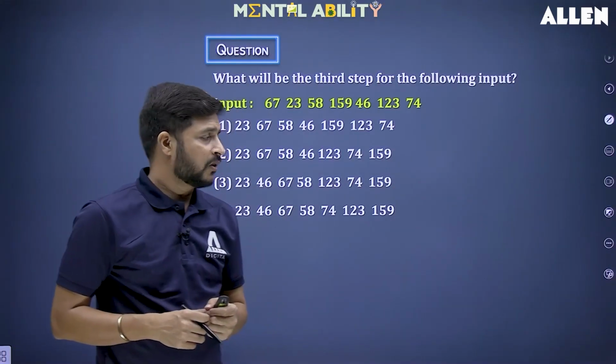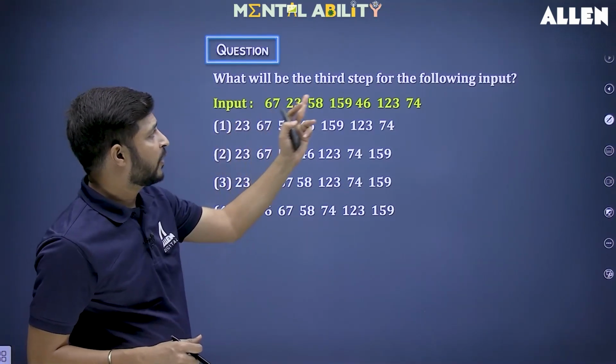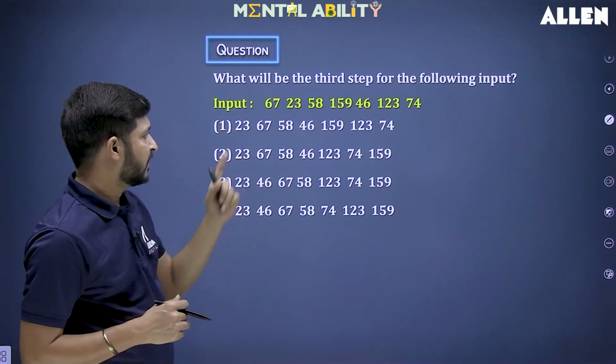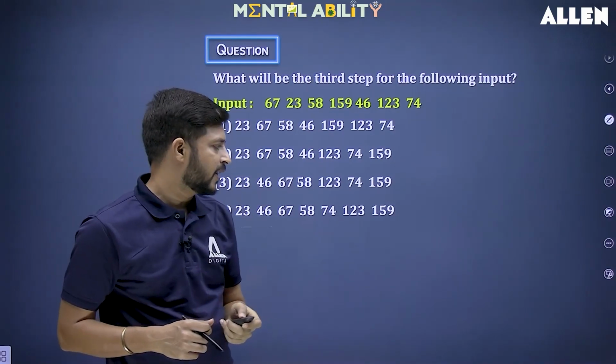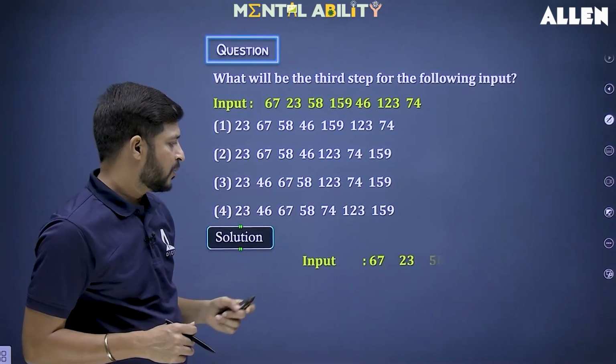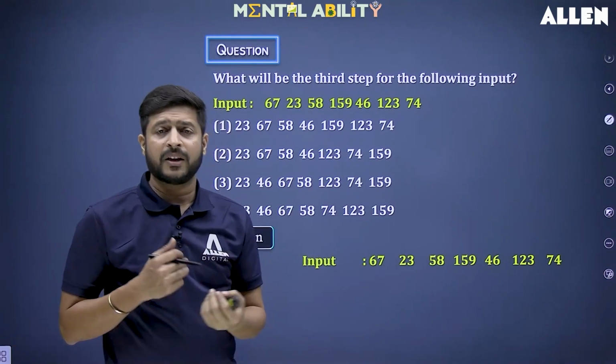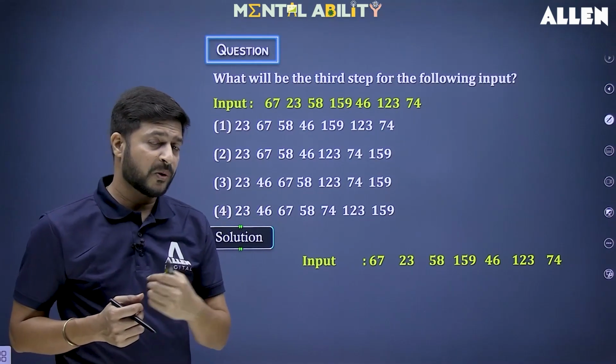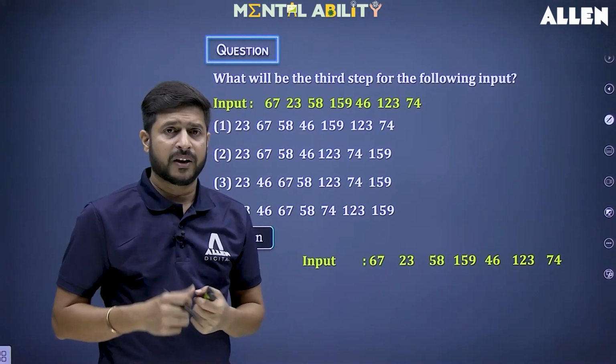Talking about this particular question, it is given in the question: what will be the third step for the following input, and this is the input which is given to us. So what exactly are we supposed to do? We have to observe this particular input, and following the pattern which we have observed in the earlier input, we have to find the answer for the given question.